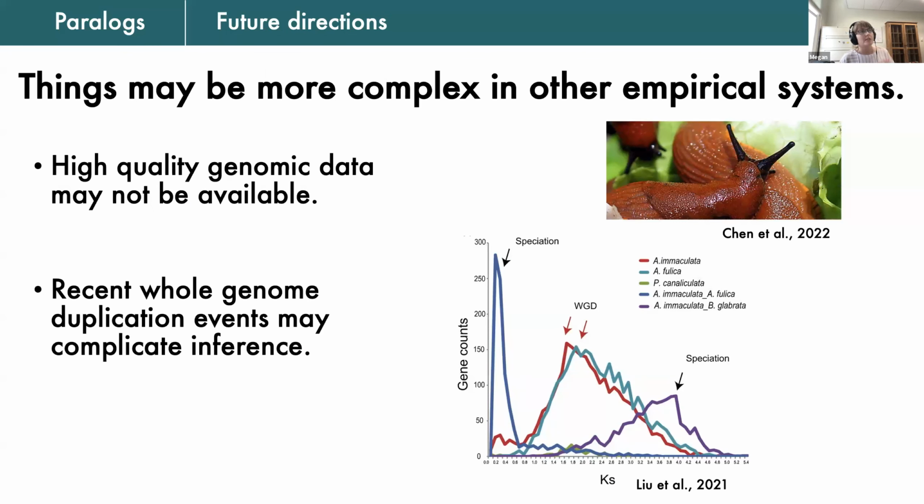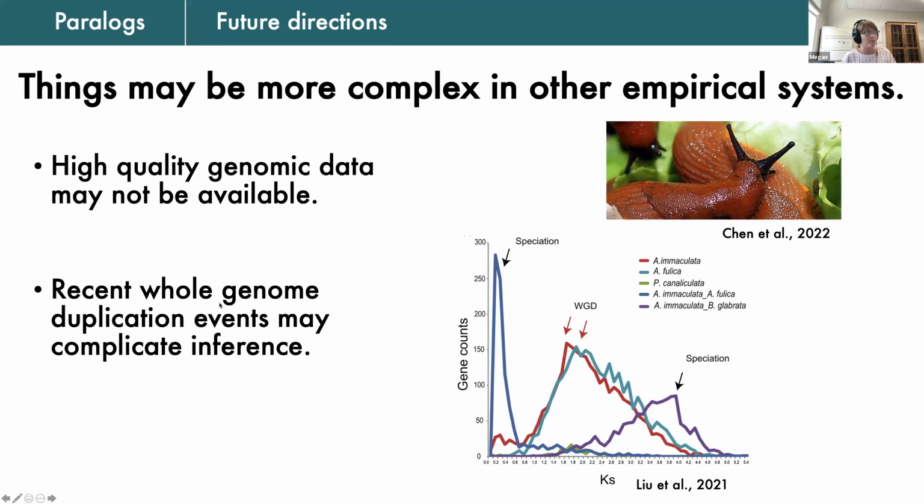Of course, things could be more complex in other empirical systems. And so I mentioned at the beginning that my favorite system is terrestrial gastropods, even though I'm not talking about them today. And in terrestrial slugs, there's a single published genome. And so when I work on these groups, I don't get to work with whole genomes and coding sequences. I have to work with transcriptomes or sequence capture data sets. And these data sets could be a lot messier, and future exploration should focus on how paralogs impact inferences in these types of data sets.